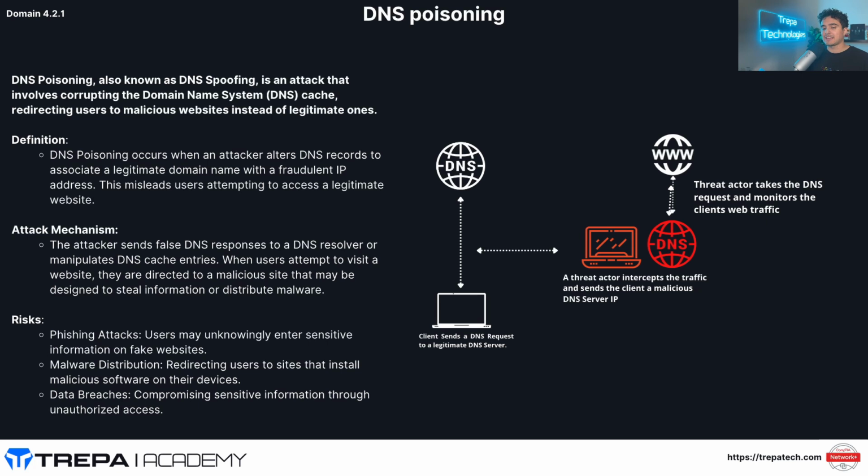This is what protects against a DNS poisoning attack, where it's almost like another on-path attack, where a threat actor intercepts the traffic and sends the client a malicious DNS server IP, and then we can do packet captures on that, or redirects them to a malicious site. That site, I like to say, cosplays, but the site mimics maybe a legitimate site to try to do credential harvesting, things like that, right? So DNS poisoning occurs when an attacker alters DNS records to associate a legitimate domain name with a fraudulent IP address. This misleads users attempting to access a legitimate website.